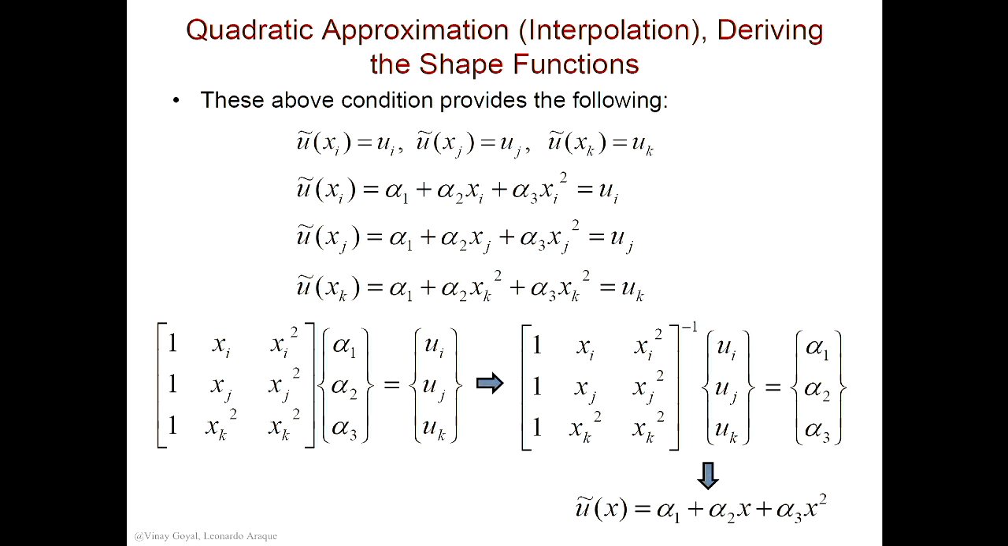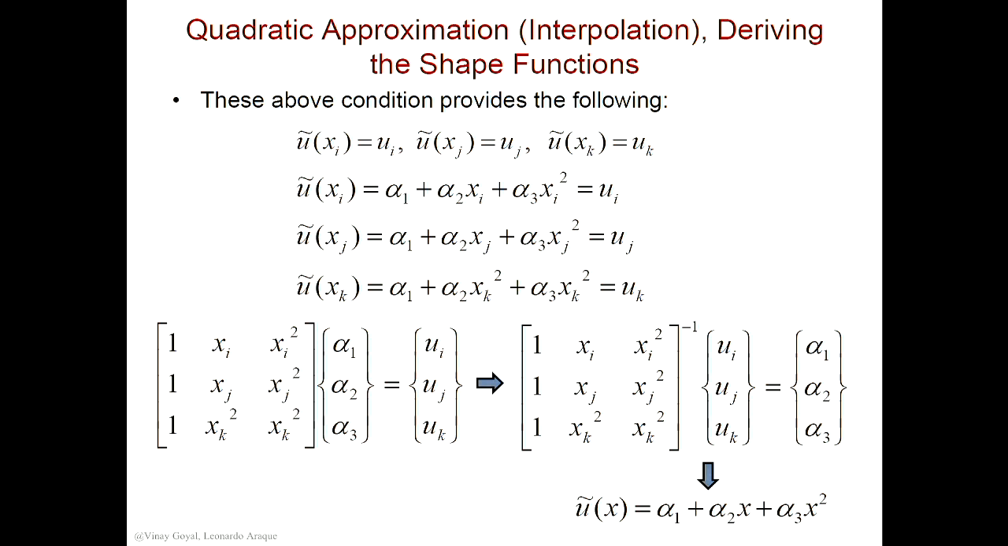I know all this. And so I want to write alpha 1, alpha 2, and alpha 3 in terms of ui, uj, uk. That's my goal. I invert this to get alpha 1, alpha 2, and alpha 3. And then once I get them, I'll plug this back in here, so that now I have u tilde of x. U tilde of x now becomes an expression of what? ui, uj, uk, right? Because I substituted alpha 1, alpha 2, alpha 3, so it goes all the way down to ui, uj, uk. That was my goal, okay?